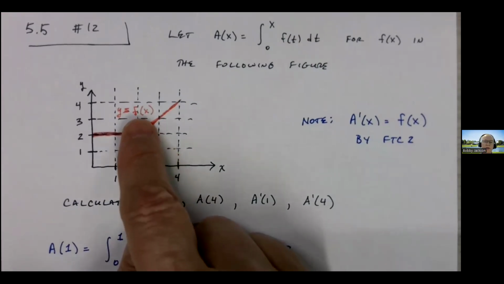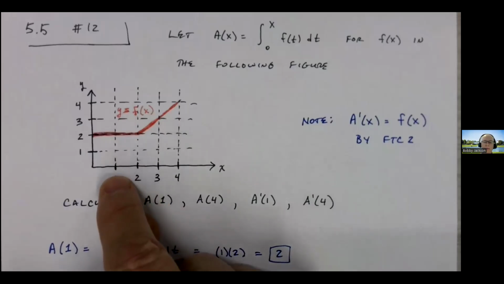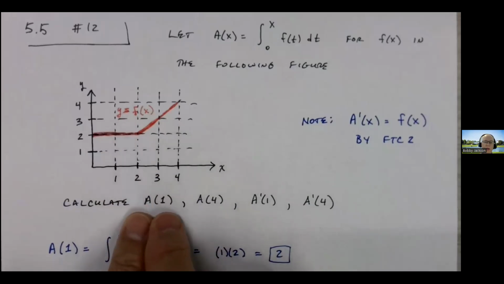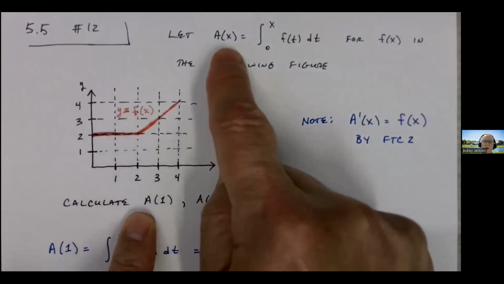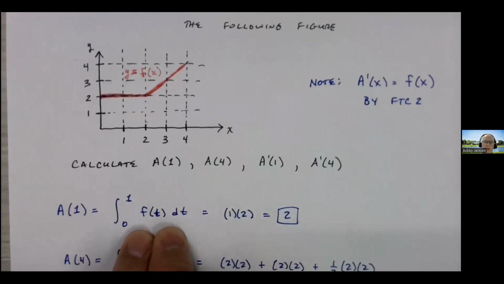Remember, this is the graph of the function f, not A. So when they ask for A of 1, we're not looking for the value of f at 1. We're looking for the value of A at 1. Well, what is A of 1? I simply replace x with 1, and it's the integral from 0 to 1 of f of t dt.